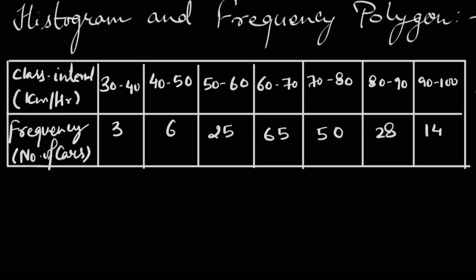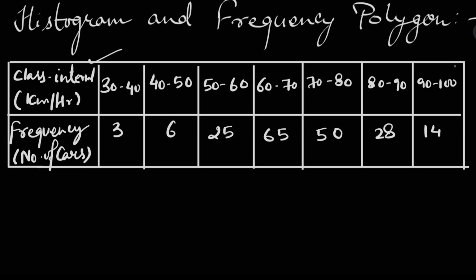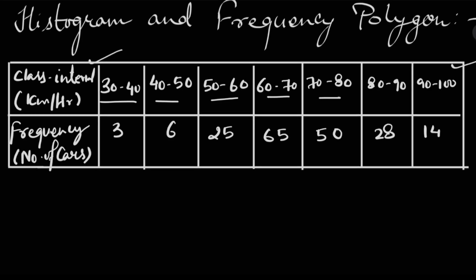How to draw a histogram and frequency polygon for a given question in the same graph. Like this is a question, the class interval and the frequency are mentioned. So first we need to add two more class intervals, one at the beginning and one at the end, as per the given class size. As you can see, the class size is 10. So you will construct a frequency distribution table where you have to add two more class intervals.